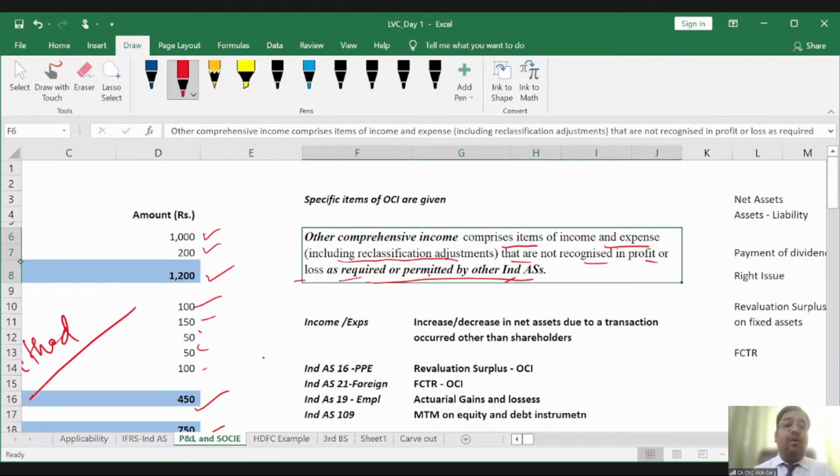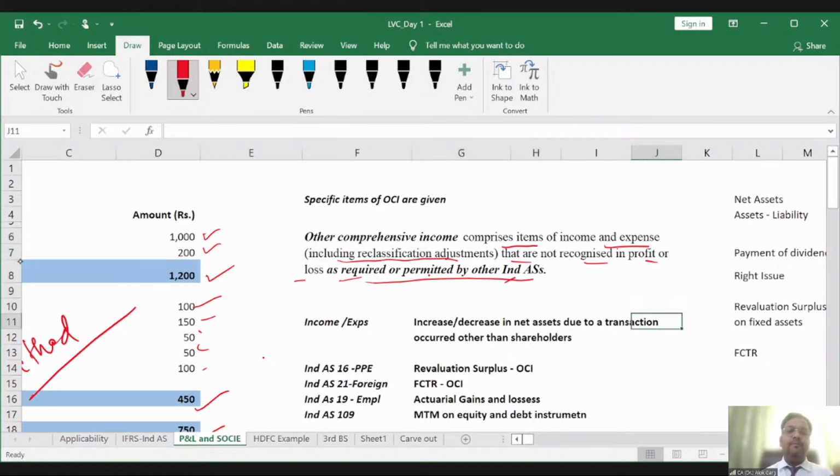When it is saying that these are not recognized in P&L, it means part one of the P&L, right? That has to be recognized as other comprehensive income, which is an extended section of the P&L, right? So where it has been written in some specific standard, the specific line item of OCI has been given.